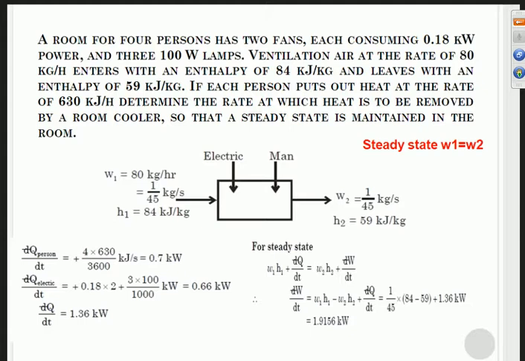Ventilation air at the rate of 8 kg per hour enters with an enthalpy of 84 kilojoule per kg and leaves with an enthalpy of 59 kilojoule per kg. If each person puts out heat at the rate of 630 kilojoule per hour, determine the rate at which heat is to be removed by the room cooler so that the steady state is maintained in the room. Here what I am addressing is not the problem.